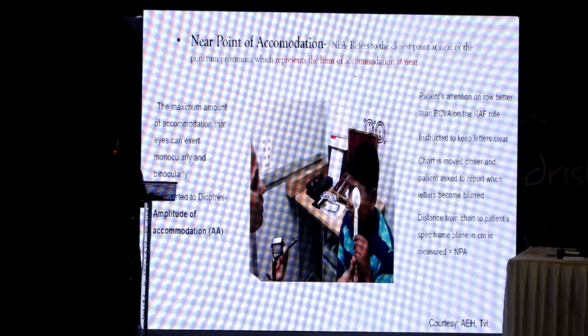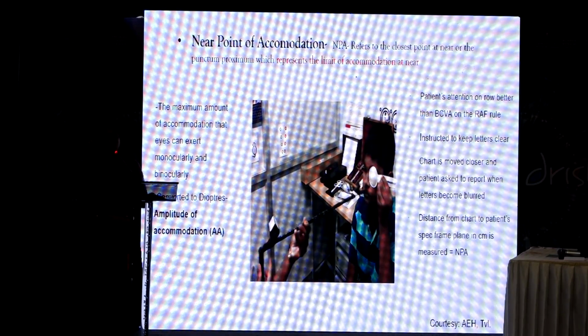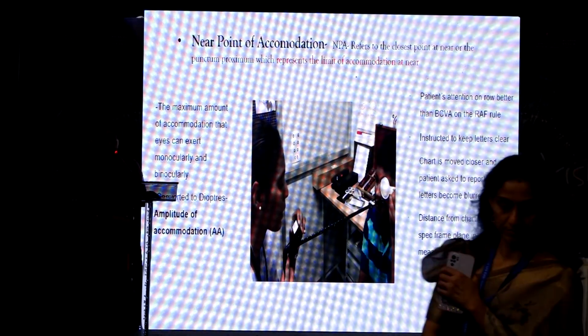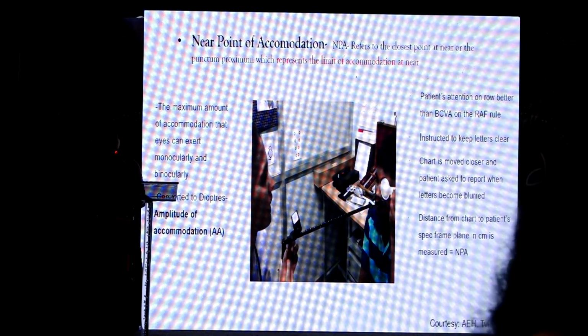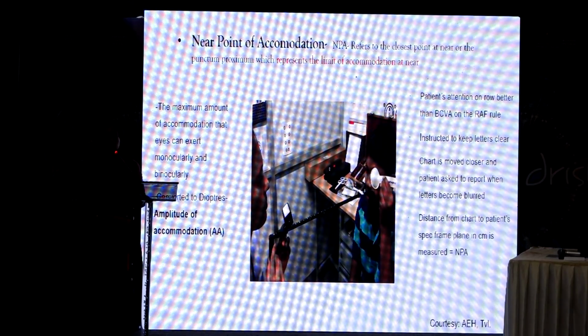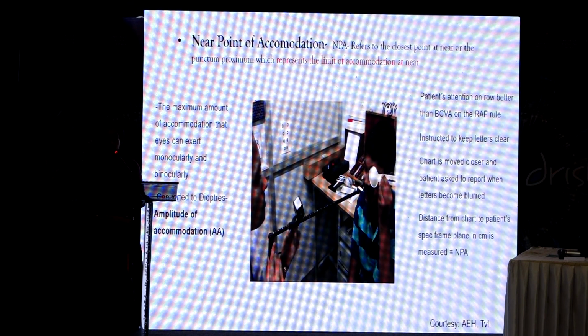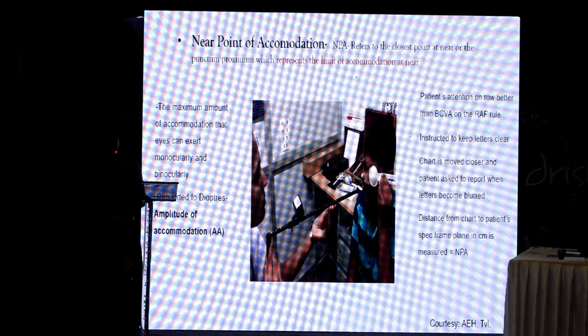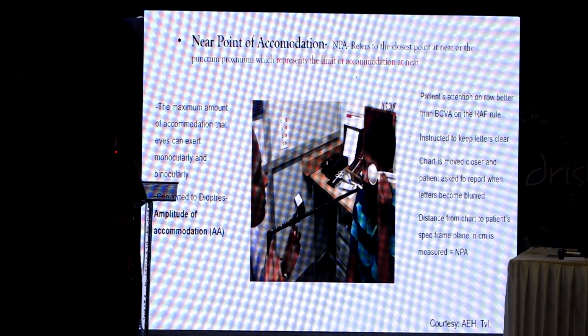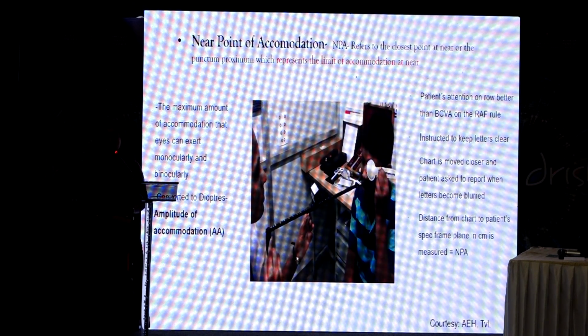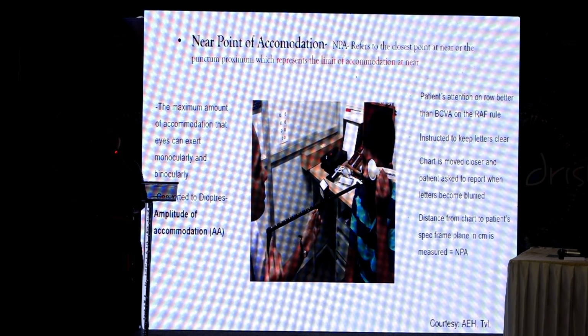Near point of accommodation, or NPA, refers to the closest point which represents the limit of accommodation at near. This represents the maximum amount of accommodation that the eyes can exert monocularly and binocularly. So as you see, the patient's attention is directed to the row of letters better than the best corrected visual acuity on the RAF rule. He is instructed to keep the letters clear.